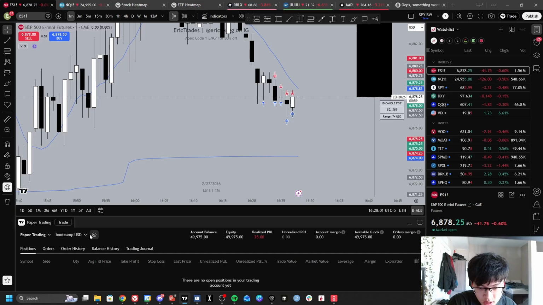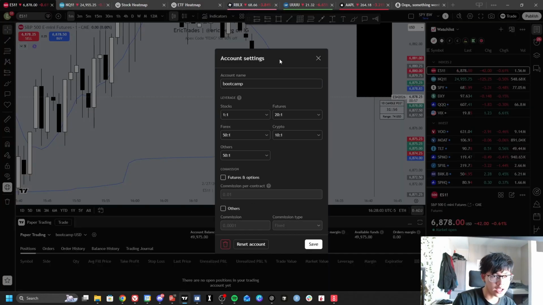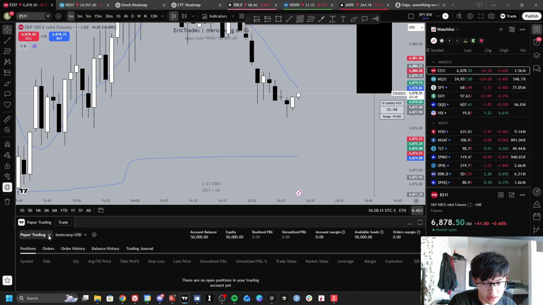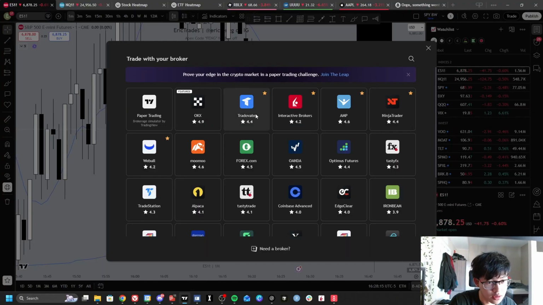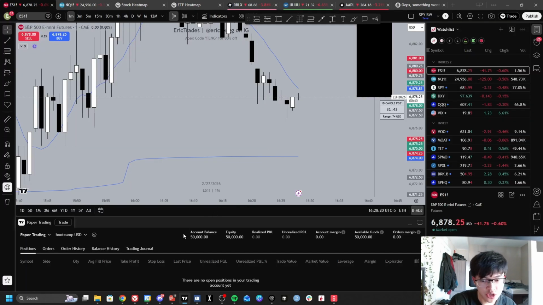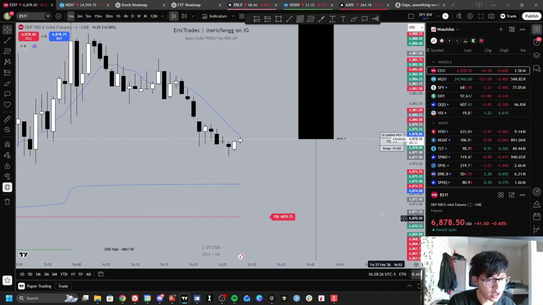But let me show you the way I like to enter, and also how you would probably want to enter when you're trading with an actual broker or funded account. Usually with funded accounts, you will use TradingView, but we'll just stick to paper trading. You essentially just log into TradingView. But I reset the account just now, and I'm going to show you how I enter in.